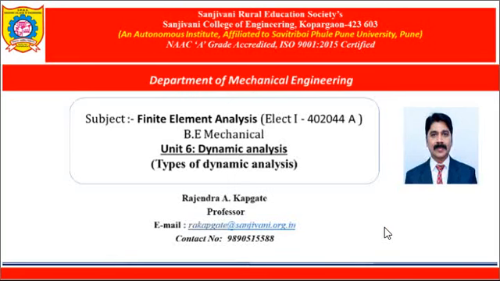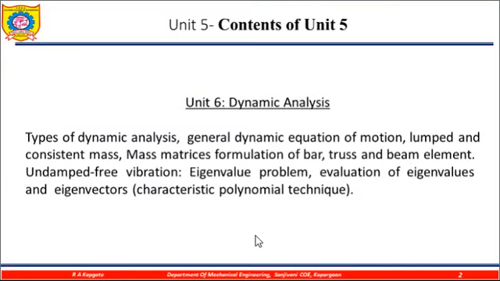Students, welcome to Unit 6, Dynamic Analysis. In this chapter we need to study the types of dynamic analysis, the general dynamic equation of motion, and lumped and consistent masses. What is the meaning of lumped and consistent mass? Similarly, we need to define the general dynamic equation of motion. Then we need to define the mass matrices and the formulation of bar, truss and beam elements.